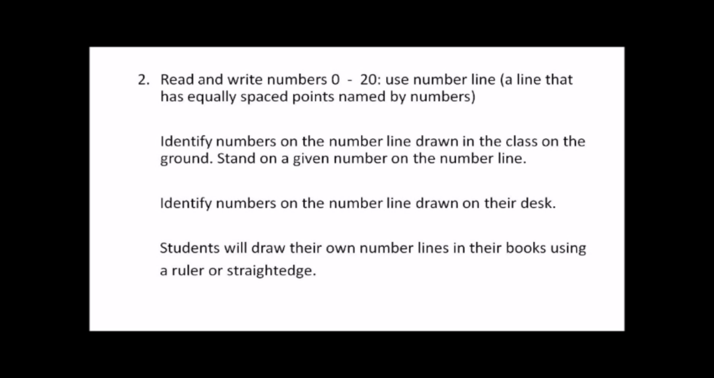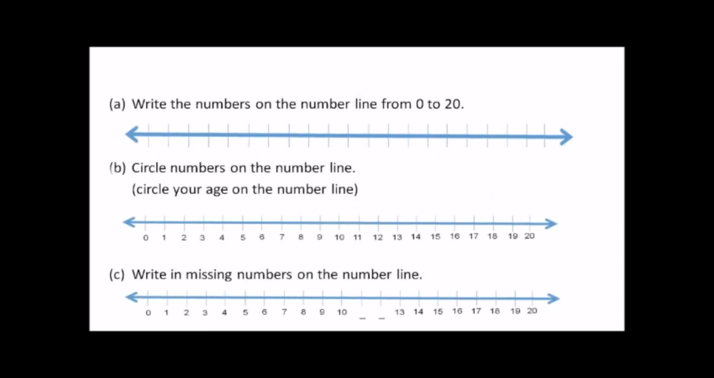So if they can't do that, then have them draw a number line on the desk or on the paper and make sure they put the numbers in on it. And then they can draw their number line and circle their age or different numbers from 1 to 20. Okay, so examples here for number lines. A, write the numbers on the number line from 0 to 20. So give them a blank one and let them write the numbers on it.